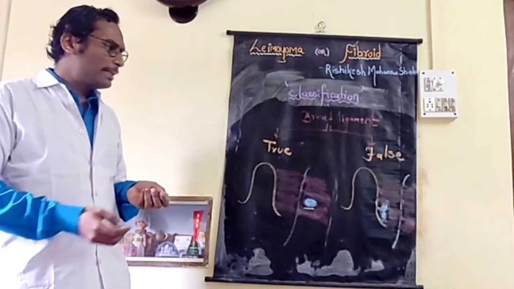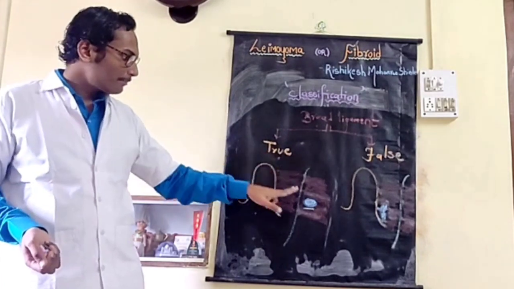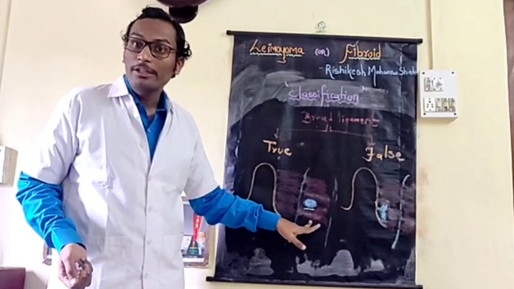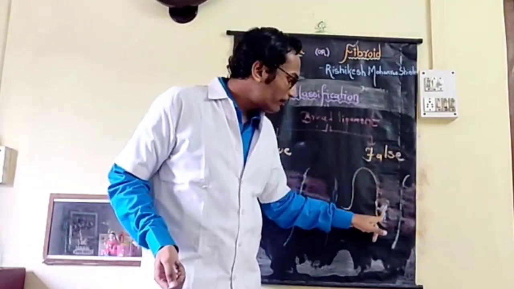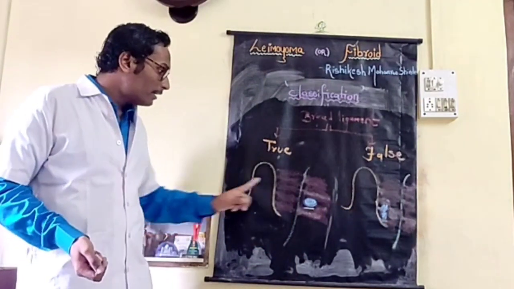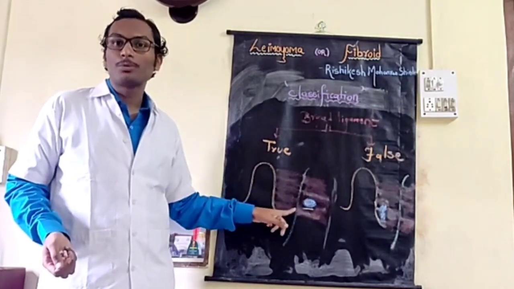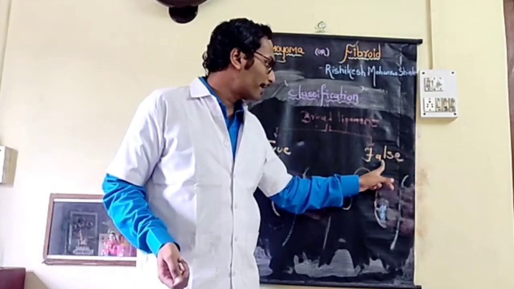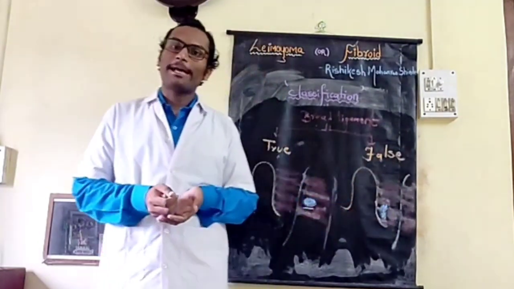So there are 2 to 3 points of difference between them. In true broad ligament fibroid, we get a fibroid which is present lateral to the ureter, and in false broad ligament fibroid, we get a fibroid which is medial to the ureter. In true broad ligament fibroid, the fibroid is never covered by a pseudocapsule, but in false broad ligament fibroid, the fibroid is covered by a pseudocapsule.